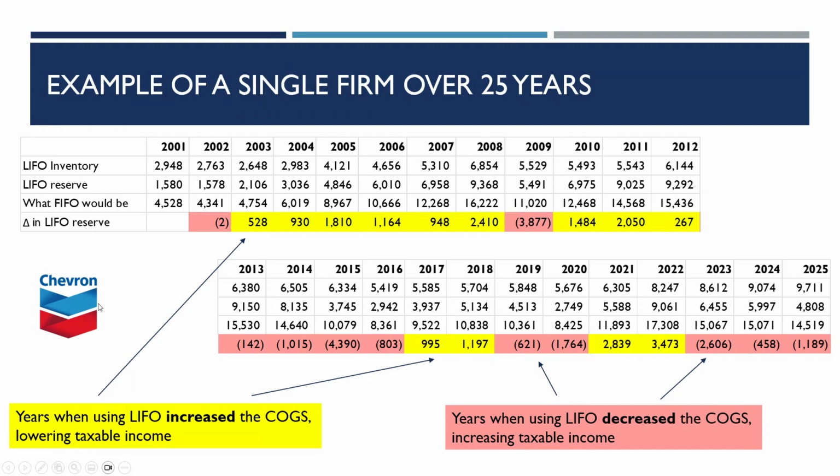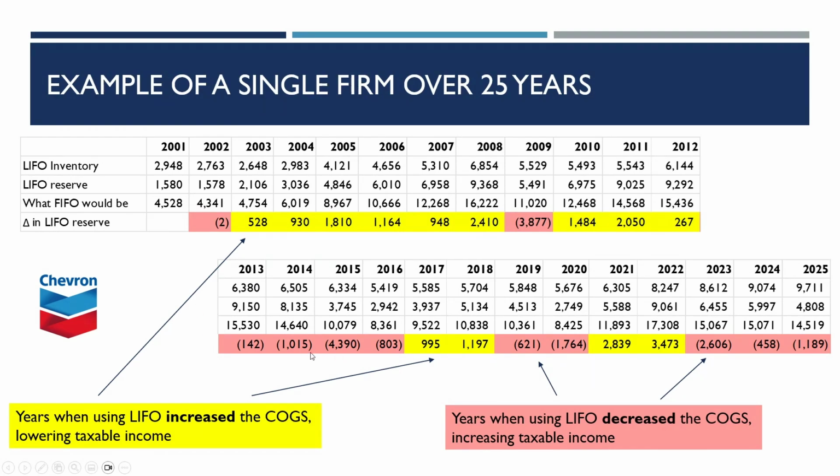So if we're sticking with Chevron, and if we look at all of the years of them using LIFO, all of the ones which are highlighted in yellow are the ones which are like 2022. We see the LIFO reserve increase over time, and those are the years where using LIFO essentially increased your cost of goods sold and depressed your taxable income.